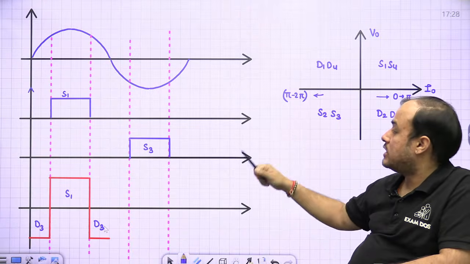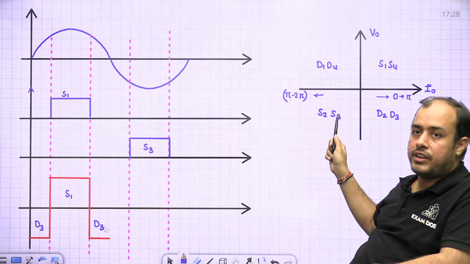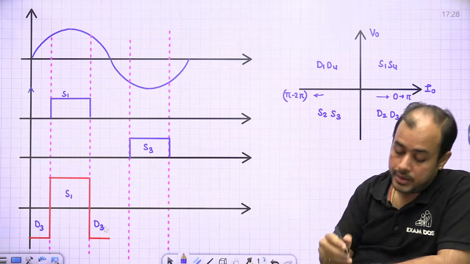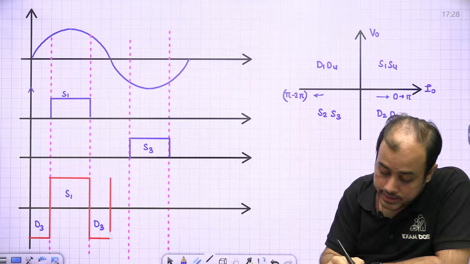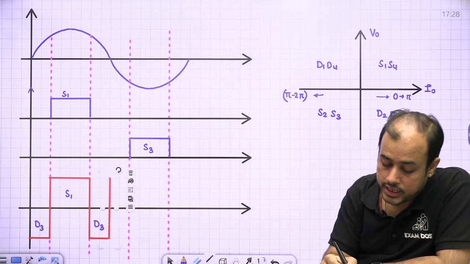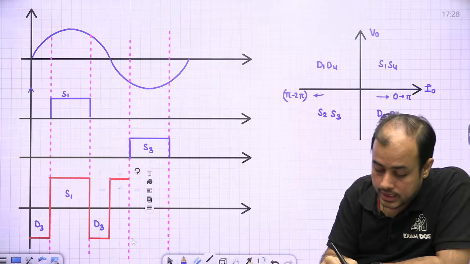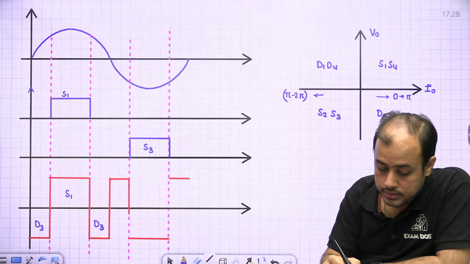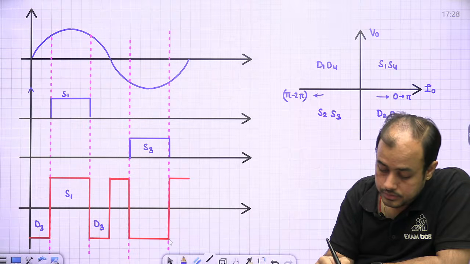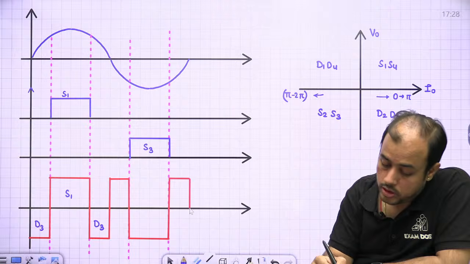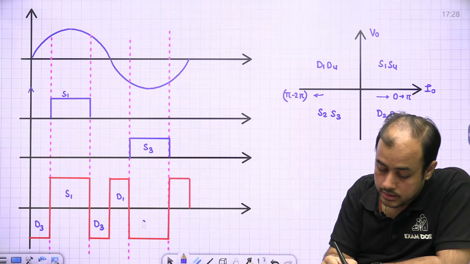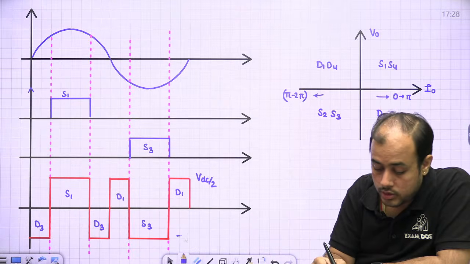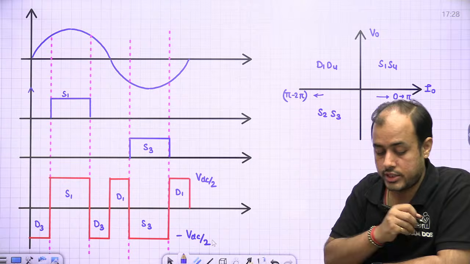Now, from pi to 2 pi, if S3 conducts, V0 will be negative. If S3 does not conduct, D1 will conduct, because of which VA0 will be positive. If S3 does not conduct then D1 will, and if D1 conducts then V0 will be positive. VDC by 2, because you are only talking about one pole voltage.